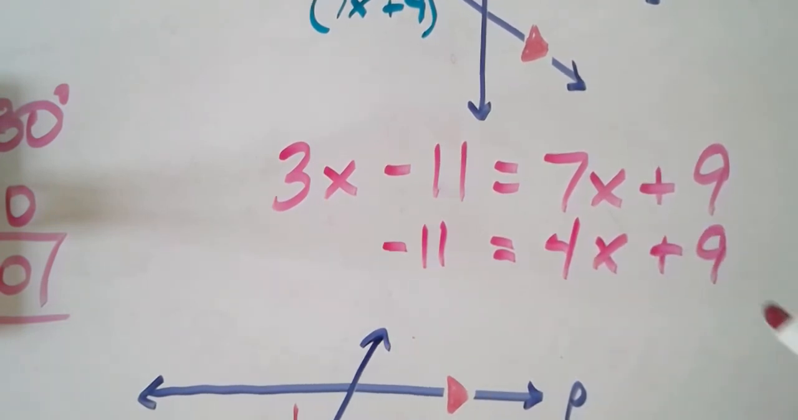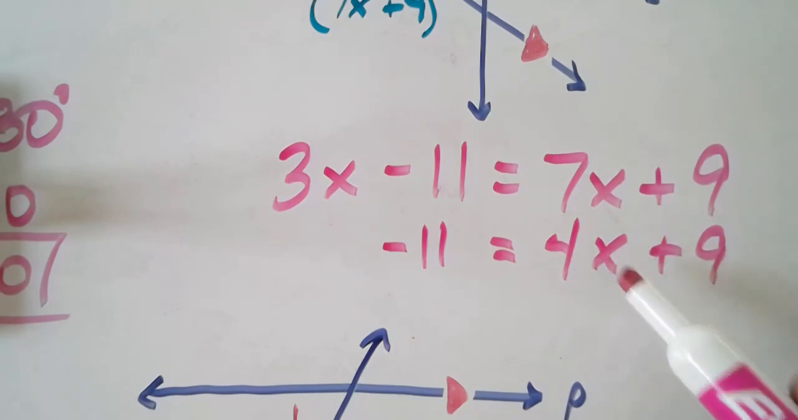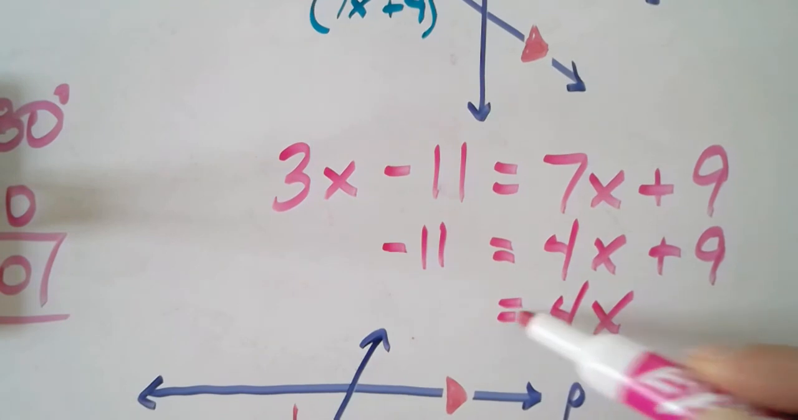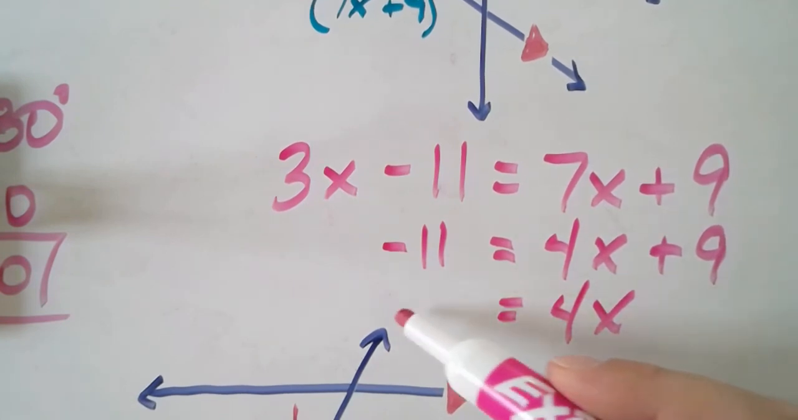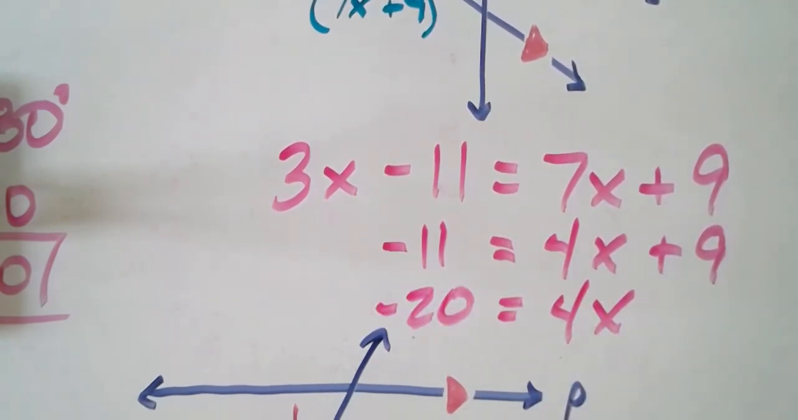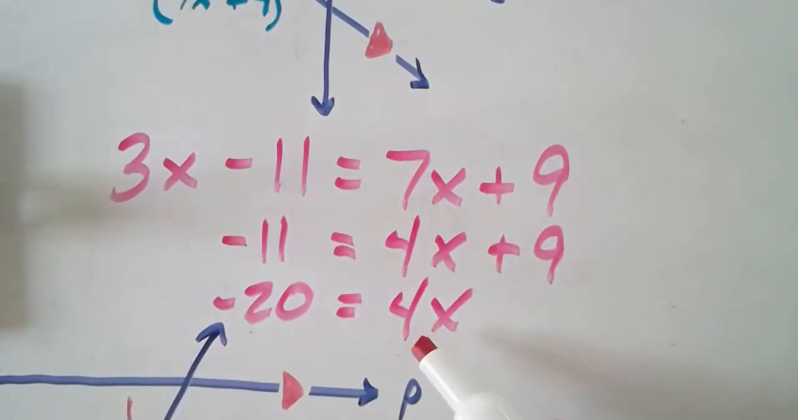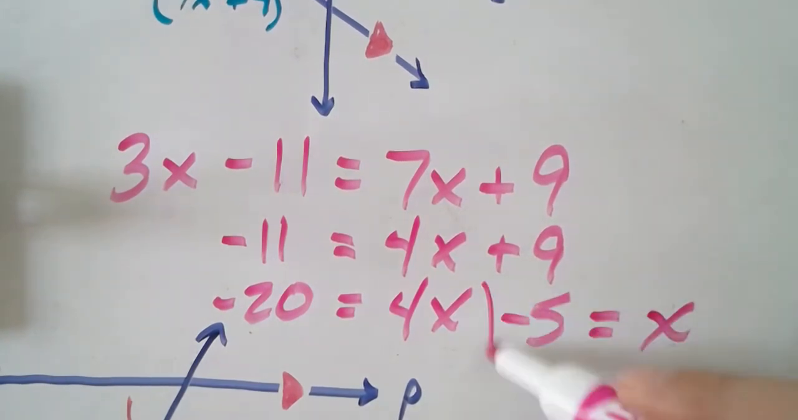Continuing on, now I have x in one place, so I can start moving stuff away from it. I could subtract the 9. Negative 11 minus 9, be careful with your negatives. That becomes negative 20. Running out of room here, just move to the side. Finally, dividing by the 4, we get x equals negative 5. Done.